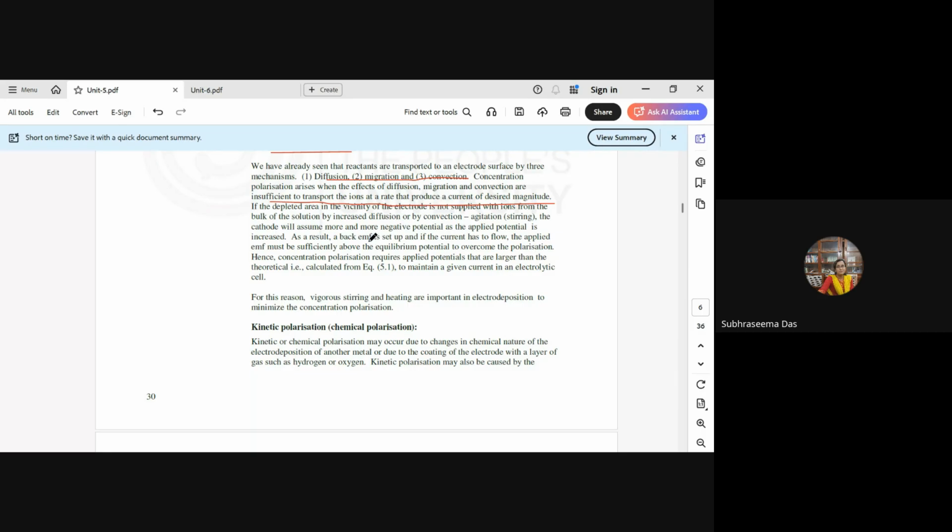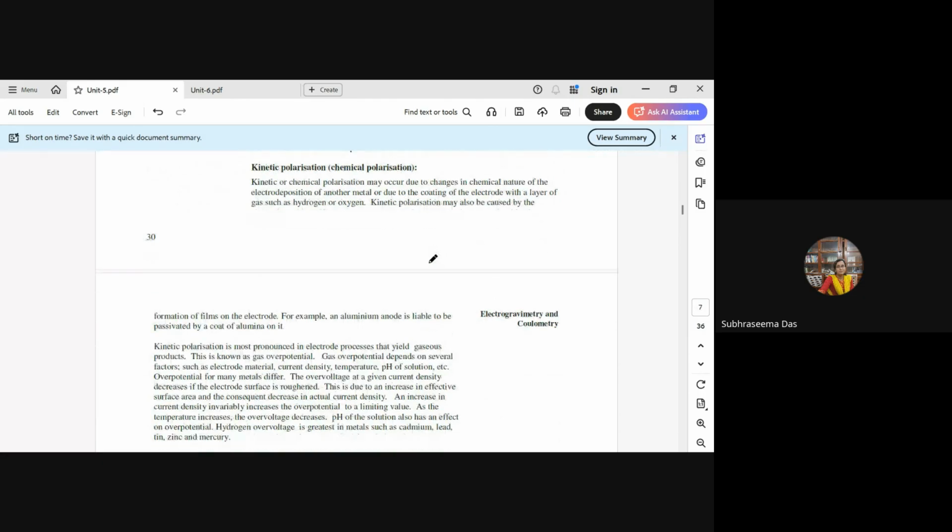If the depleted area in the vicinity of the electrodes is not supplied with counterpart ions from the bulk of the solution by diffusion or convection, then the cathode will assume a more and more negative potential, and the applied potential is increased. As a result, a back EMF is set up to overcome the polarization, and hence concentration polarization requires applied potentials that are larger than the theoretical value to maintain the overall balance of the current in the electrolytic cell. Now coming to chemical polarization or kinetic polarization.